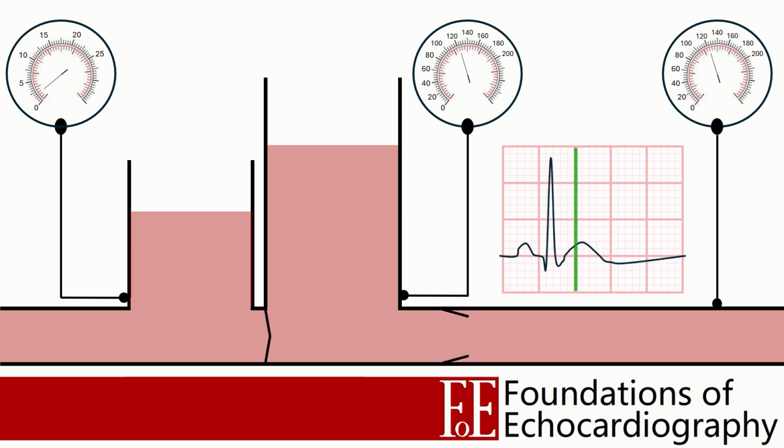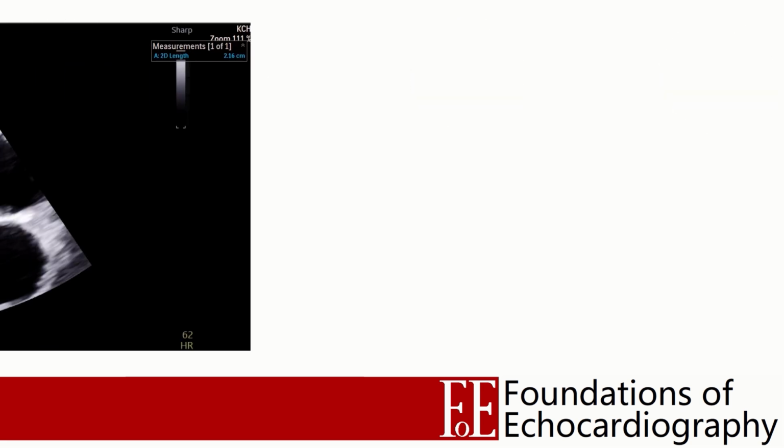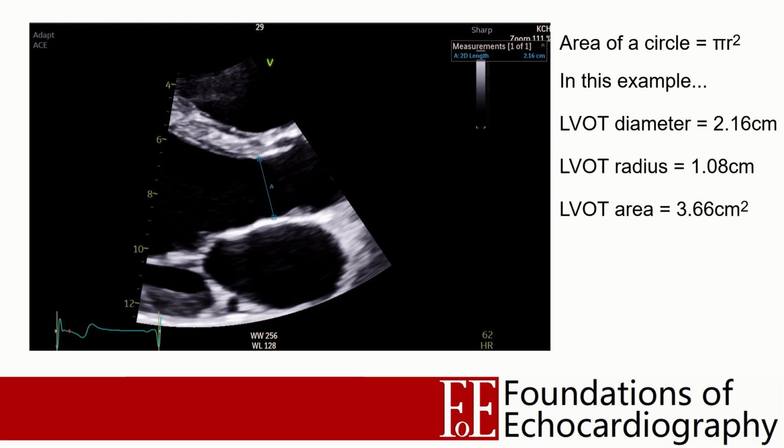Let's start by calculating how much blood is leaving the left ventricle during each ventricular systole, the stroke volume. To do this, we first need to estimate the cross-sectional area of the left ventricular outflow tract. In transthoracic echo, we do this from a parasternal long-axis window zoomed in on the outflow tract and the aortic root. We measure the outflow tract diameter immediately proximal to the aortic valve hinge points during mid-systole, measuring from inner edge to inner edge. We then plug this diameter into the equation for the area of a circle in order to approximate the cross-sectional area of the outflow tract.